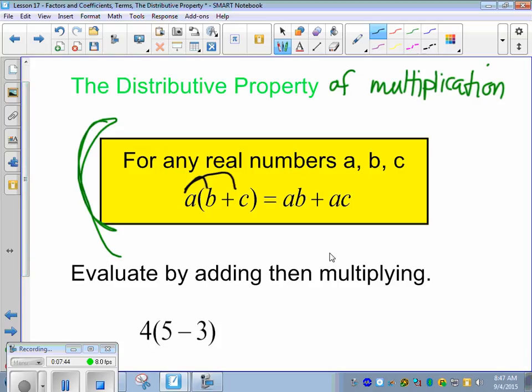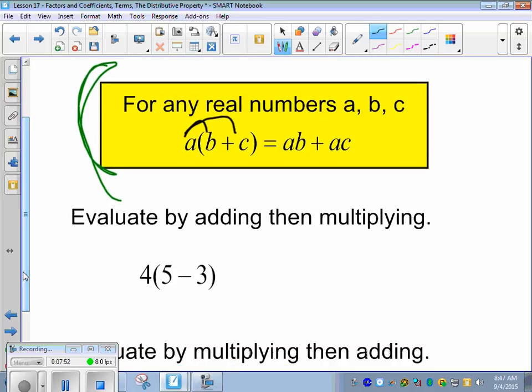Very important. Okay, so this first one wants us to evaluate by adding, then multiplying. So we're just going to do our regular order of operations. First we do the parentheses, right? So 4 times 5 minus 3 gives me 4 times 2, right? So if we do that by adding, then multiplying, we get 8.